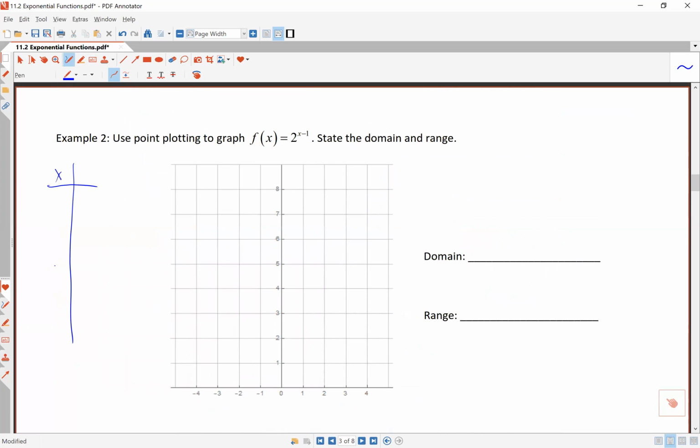So let's start with x equal to 1. 2 to the 1 minus 1 is 2 to the 0, which is 1. So this one starts off at 1, comma 1. At 2, we have 2 to the 2 minus 1, which is 2 to the first, or 2. And now we start doubling. 2 to the 3 minus 1 is 2 squared, or 4. 4 is 2 to the 4 minus 1, which is 2 cubed, which is 8.